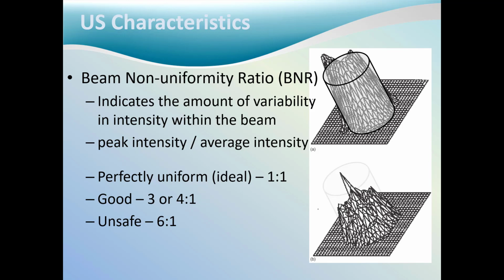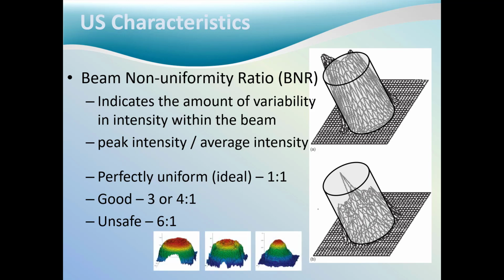The BNR is the ratio of the spatial peak average intensity across the beam, both of which are measured with an underwater microphone. The beam non-uniformity ratio is calculated by dividing the spatial peak intensity by the spatial average intensity. The BNR is often profiled as a topographical map, many times with heat intensities.